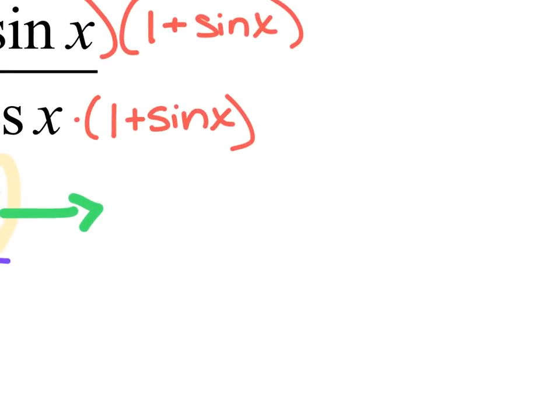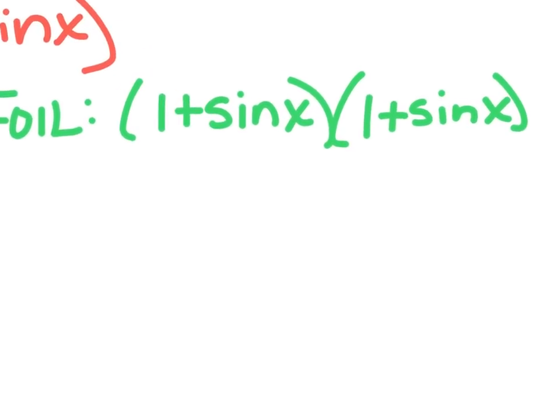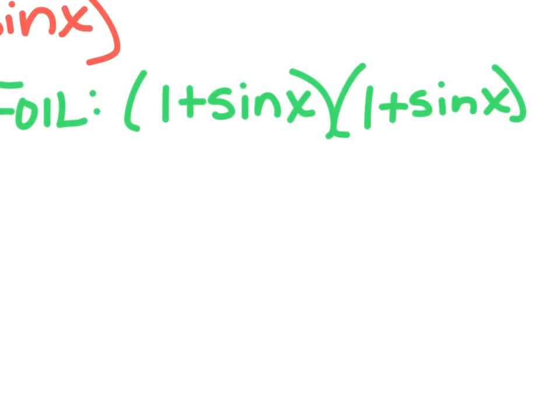So I'm going to FOIL. 1 plus sine of x squared is the same as 1 plus sine of x times 1 plus sine of x. You actually have to FOIL that out because there's 3 terms in your answer. Be careful, because the mistake that some students would make is to write 1 plus sine squared and move on.